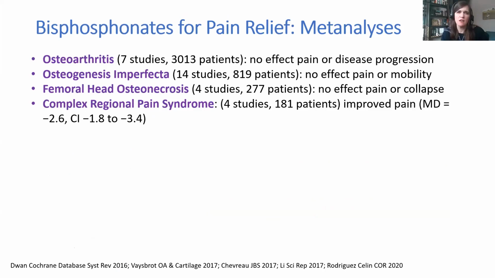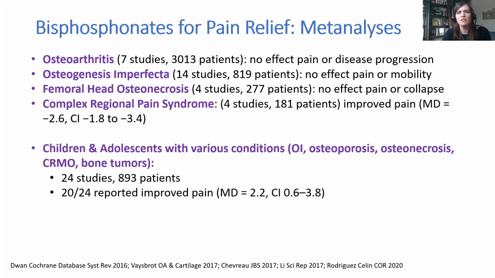Bisphosphonates have also been studied in a number of other skeletal disorders. There was a large meta-analysis performed in osteoarthritis, which showed no effect of bisphosphonates on pain or disease progression. A meta-analysis in osteogenesis imperfecta, which included a wide variety of bisphosphonates, was not able to establish an effect on pain or mobility. A small meta-analysis in femoral head osteonecrosis in adults did not show an effect of bisphosphonates on pain or femoral head collapse. And a small meta-analysis in complex regional pain syndrome did show an improvement in pain.